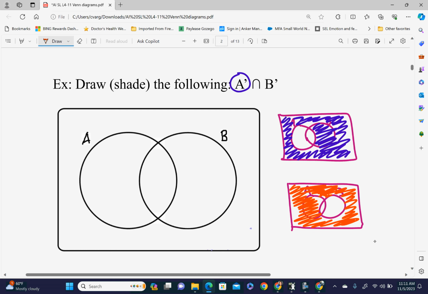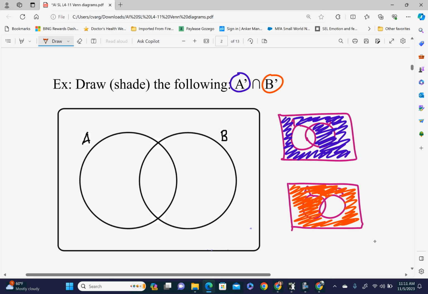You with me? So now what I'm doing is I'm looking to see where, this is B, where they intersect, the and, okay? So if you notice, I'm not shading anything in A, so I'm not shading any of this. I'm not shading the intersection, right?